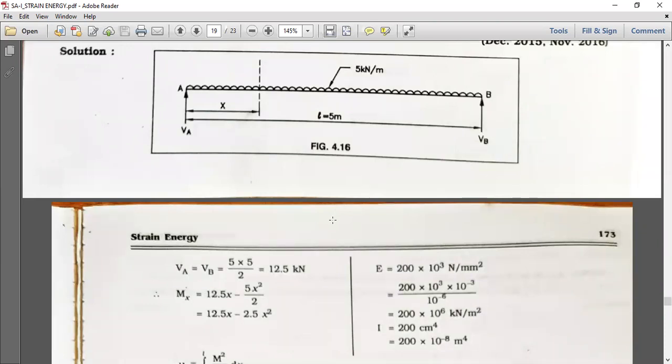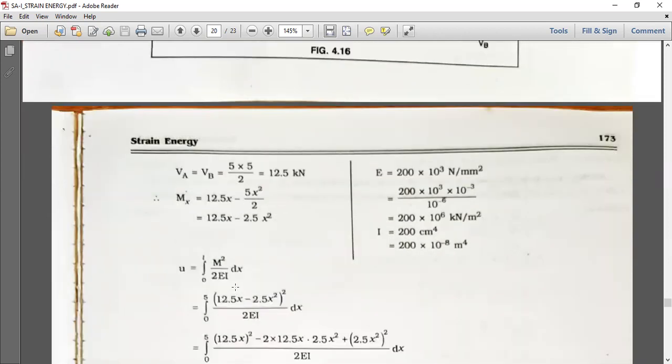We learned from mechanics of solids that when the beam is symmetric, there is no need to calculate using VB into length equal to loading moment. The reaction value is total load divided by 2. VA is equal to VB is equal to total load 5 into 5 divided by 2, which is 12.5 kilonewton each side.